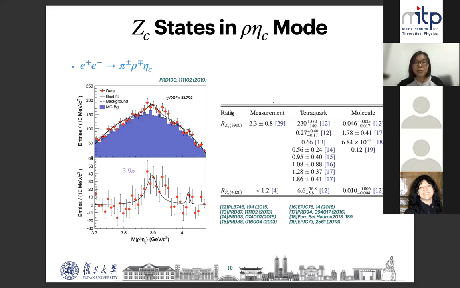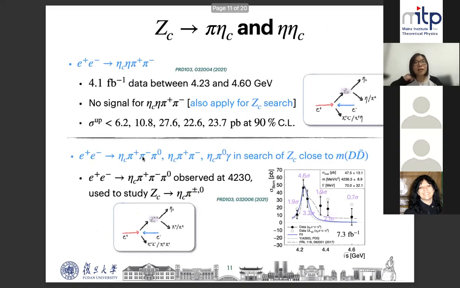And the measured ratio is closer to the tetraquark model, but we can see that the theoretical predictions vary in a very wide range, so there is no solid conclusion currently. This study can be updated using much more data samples, which have already been collected. And the other final states involving eta C are also being studied.